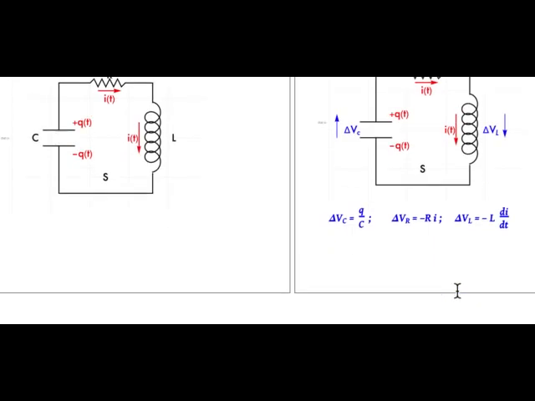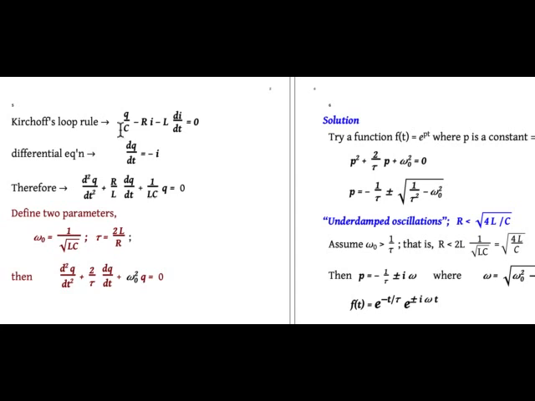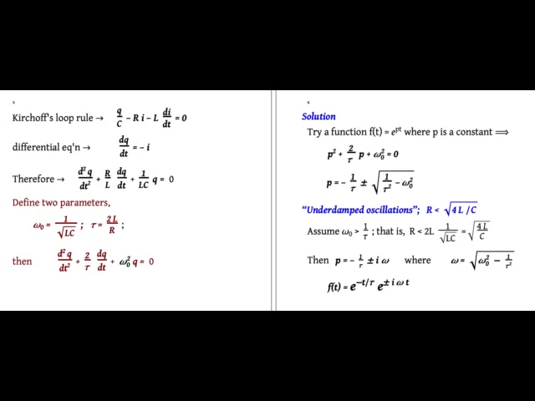So let me write that on the next slide. Kirchhoff's loop rule says Vc plus Vr plus Vl is 0. And Vc is Q over C, Vr is minus Ri, Vl is minus L di dt. So that's step 1. That's Kirchhoff's loop rule. All right, so one of the equations we need to solve this problem is Kirchhoff's loop rule. But we need more equations.